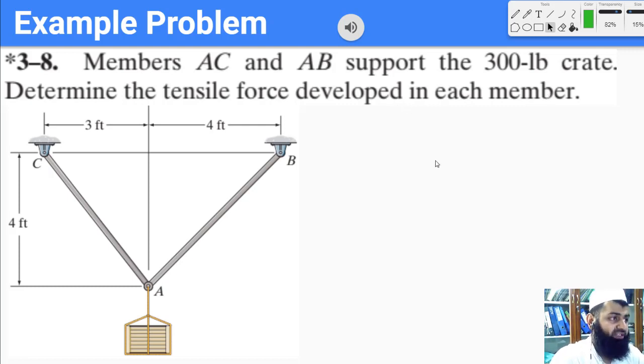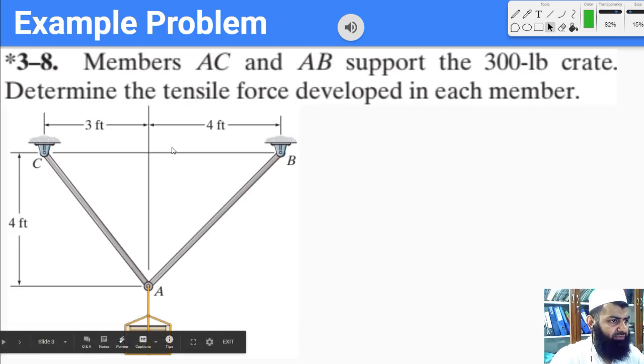The problem statement states that there are two members AC and AB which support a 30-pound crate, and we want to determine the tensile force developed in each member. So we have this very simple system. We have a load which is equal to 30 pounds, and then we have these two members which are supporting this load, and we want to find the tensile force in both of these members.